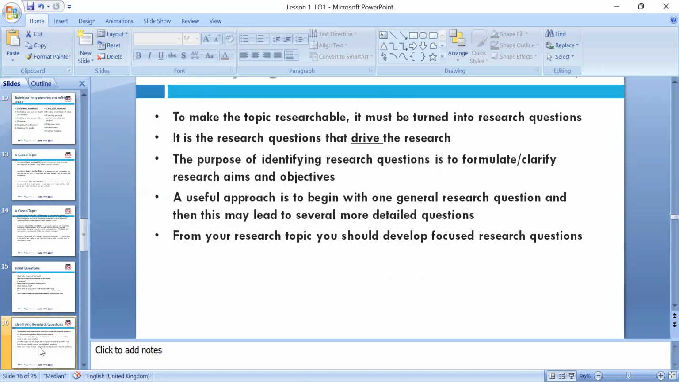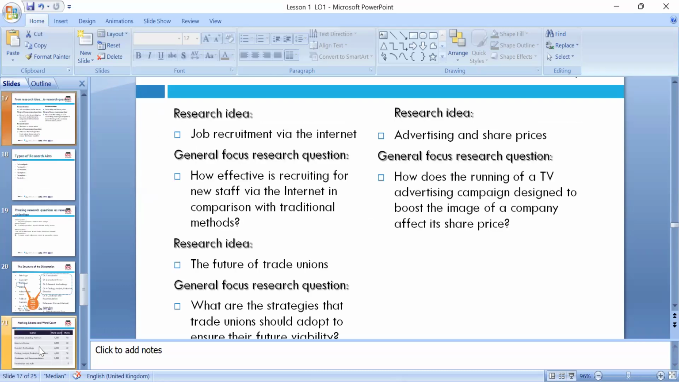So now, to make the topic researchable, it must be turned into a research question. So you can create some questions. It is the research question that drives the research. The purpose of identifying the research question is to formulate and clarify the research objective. A usual approach is beginning with one general research question, which then leads to several more detailed questions. From your research topic, you should develop a focused research question. We call it the hypothesis as well, which we will look at in the following lessons.